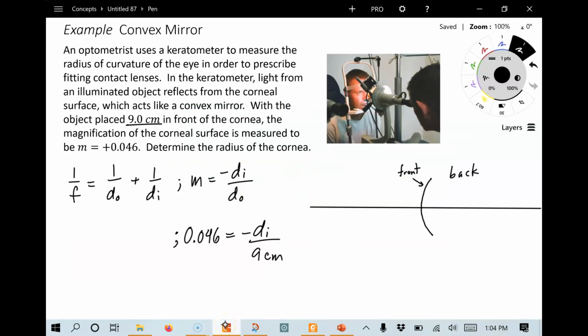So in this problem, we've got these various things, and I've got over here 1 over f. Okay, I don't know what f is. 1 over do. Well, let's see, I know what do is, right? So I guess I could put it over here. So I measure from here to there. I'm going to put the object right here. And there's your do, positive 9.0 centimeters.